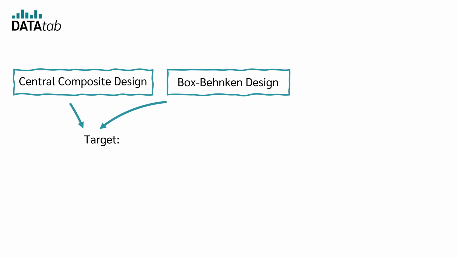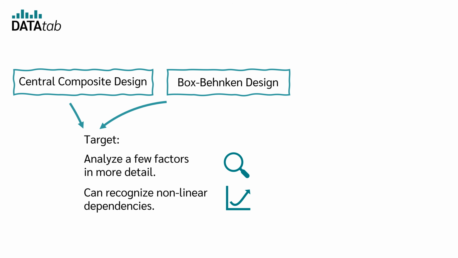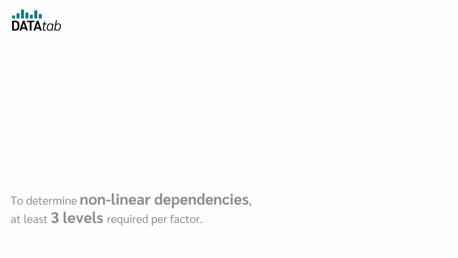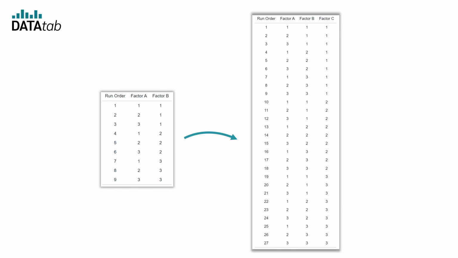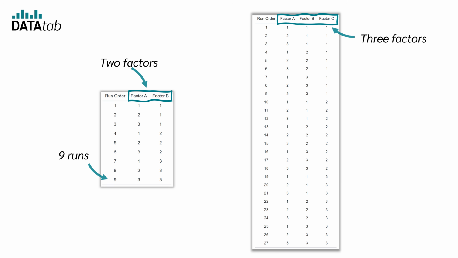The central composite design and the Box-Behnken design aim to analyze and optimize a few factors in more detail and can identify nonlinear dependencies. To determine nonlinear dependencies, at least 3 levels per factor are required. With a full factorial design with 3 levels, however, the number of trials increases very quickly. With 2 factors with 3 levels each, we need 9 runs. With 3 factors with 3 levels each, we already need 27 runs. The number of attempts increases with 3 to the power of the number of factors.